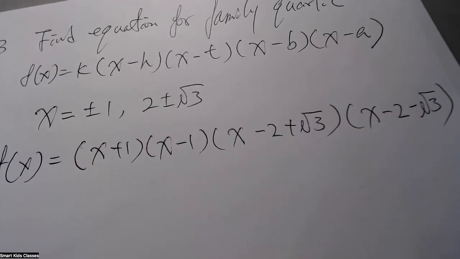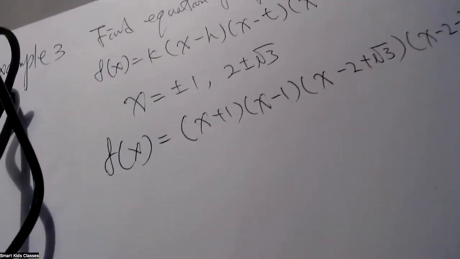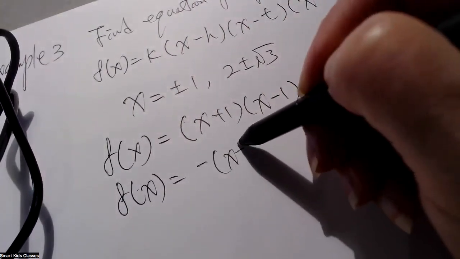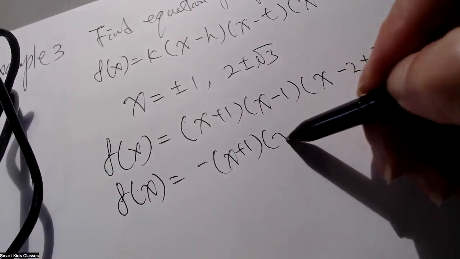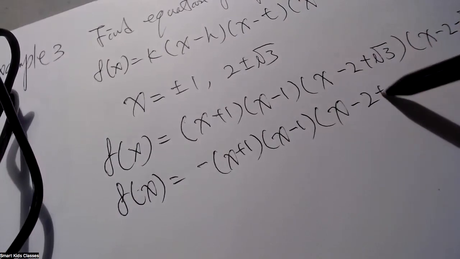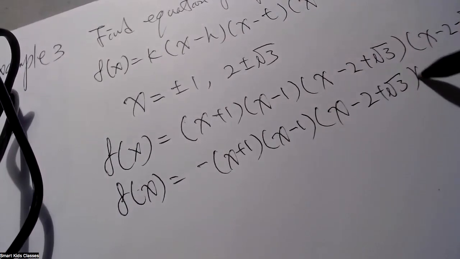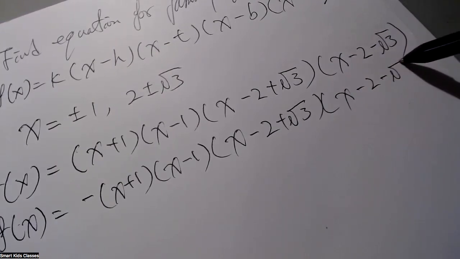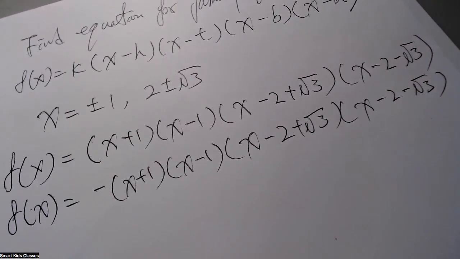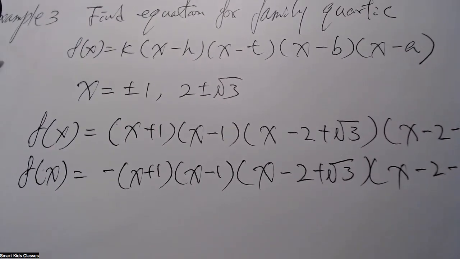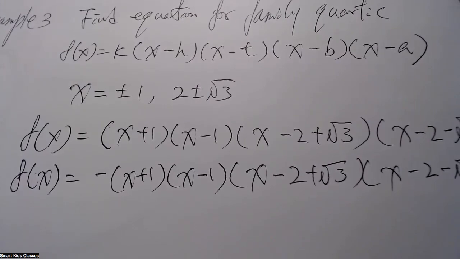Now we're going to make a negative one as the family function. So we write f(x) equals negative (x + 1)(x - 1)(x - 2 + root 3)(x - 2 - root 3). So this presents one positive and one negative in a family of quartic functions.